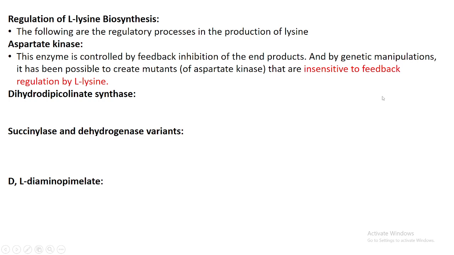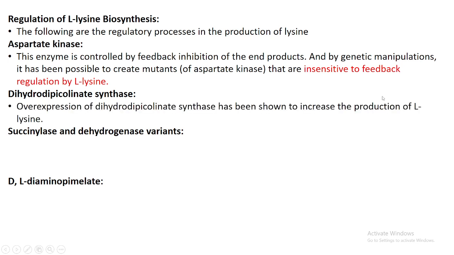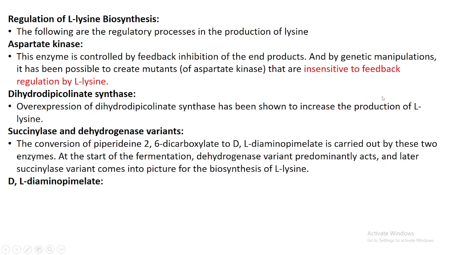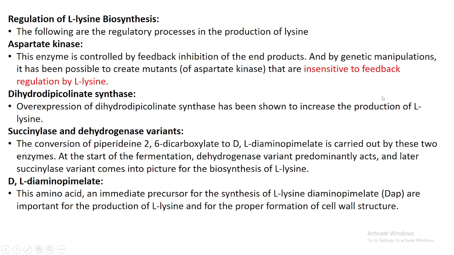The next enzyme, dihydrodepicolinate synthase. This is a key enzyme that is taking the pathway to the lysine pathway. So this has to be overexpressed in case lysine production has to be increased. Then we have the succinylate and dehydrogenase variants that are producing the precursor for lysine. So both these enzymes also have to be overexpressed for lysine biosynthesis. And finally, DL-diaminopimelate decarboxylase is involved in the formation of L-lysine from the precursor. This is also a very important enzyme, and the overexpression or overproduction of this enzyme will also increase L-lysine production.